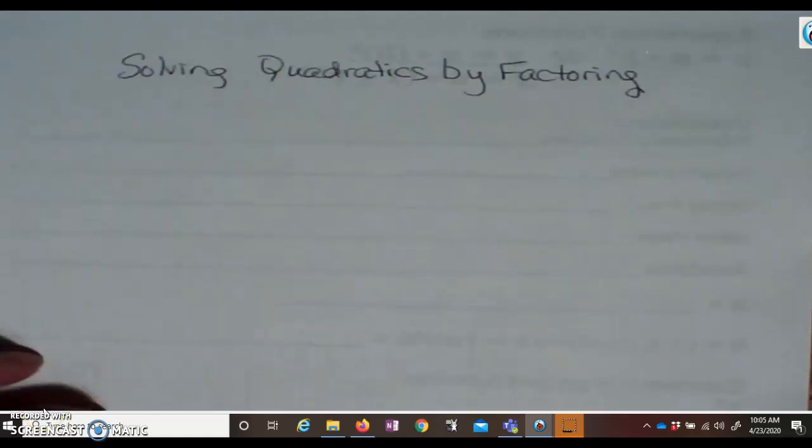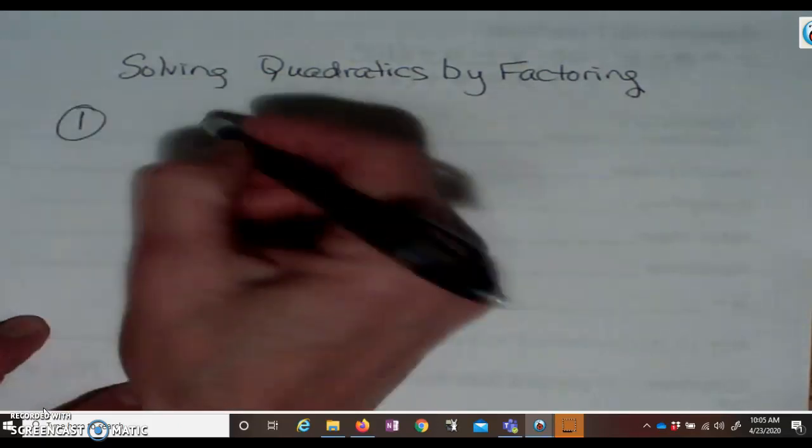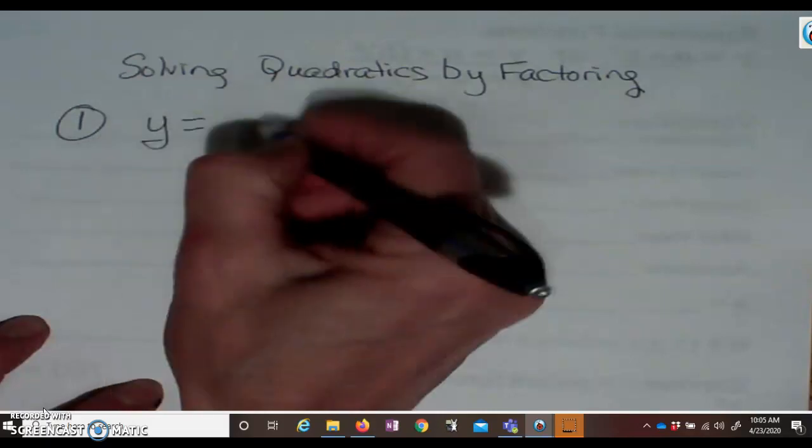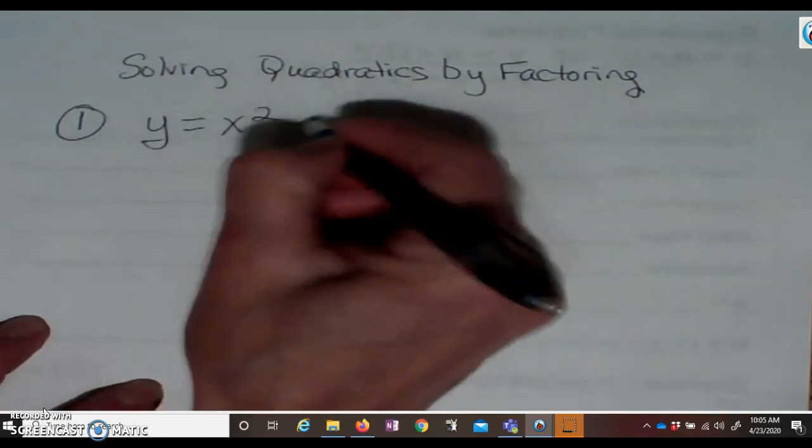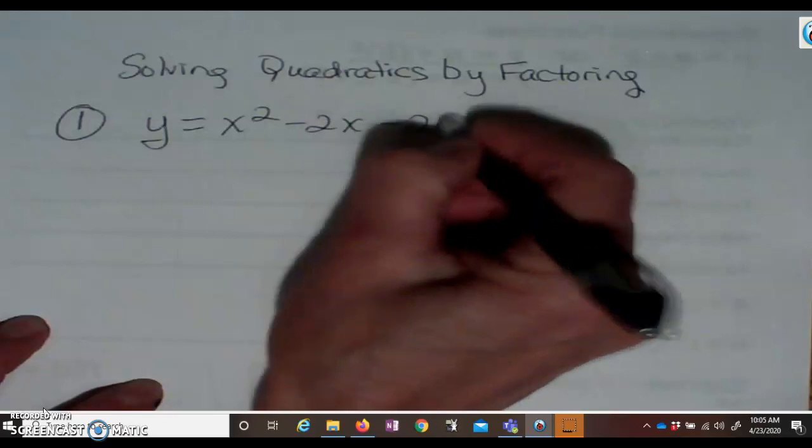Okay guys, we're gonna just do a quick review on solving quadratics by factoring. The very first step that you would do is to factor the equation. So if I had, I'm gonna do number one, y equals x squared minus 2x minus 24.